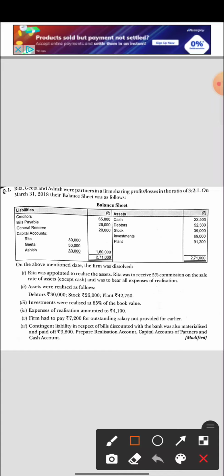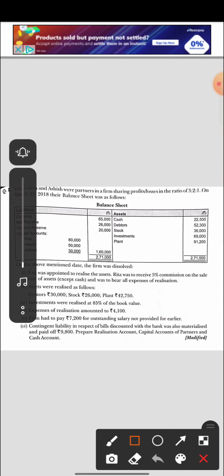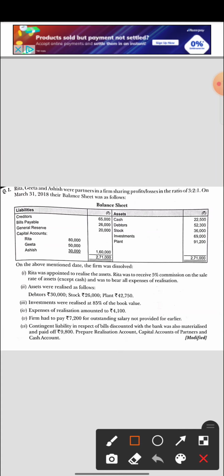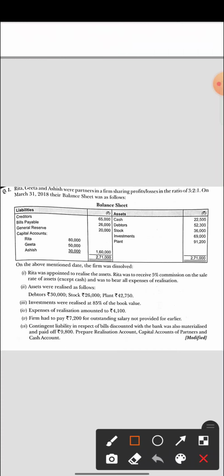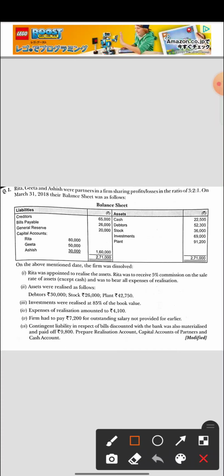Okay. So now let's go to the sum. Now at least you have an understanding of what are current assets and what are current liabilities. So now we can move to the additional information and let's try to solve it according to that. So in realization, the first thing that you have to do is transfer those current assets to the realization account.